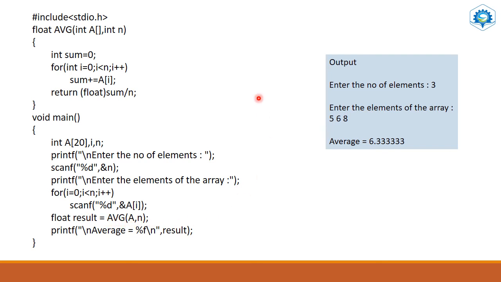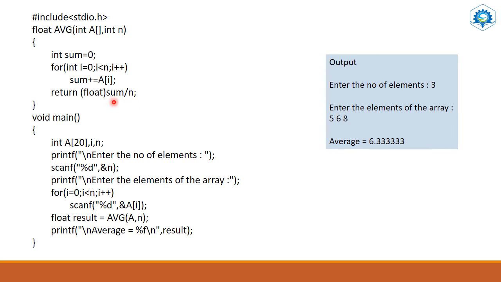Now let us see what the average function is. Float average of int a, int n. Here the return type of the average function is float, since it is returning a floating point variable. Int sum is equal to 0. Here the sum of all the elements is found out, and afterwards what is returned? Sum by n, that is the average.